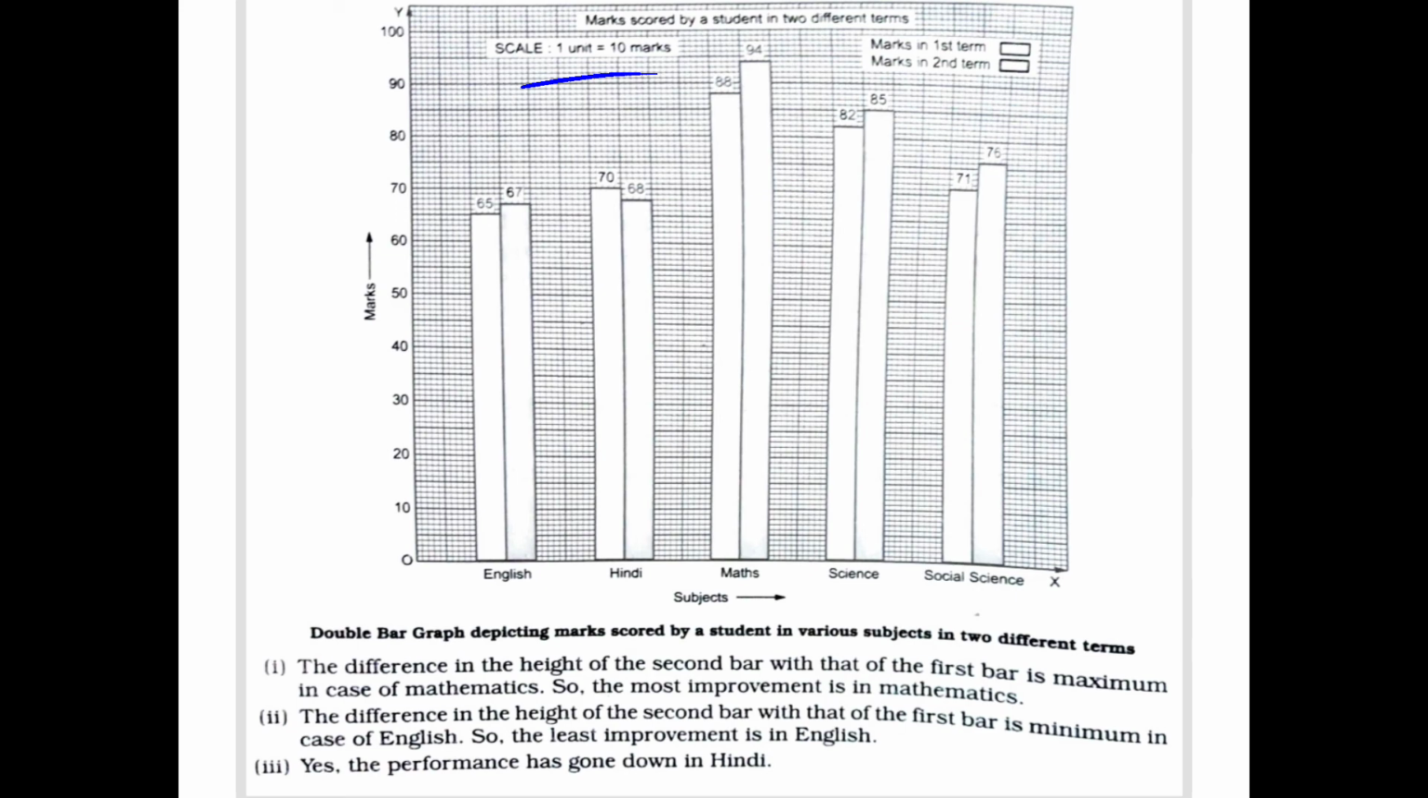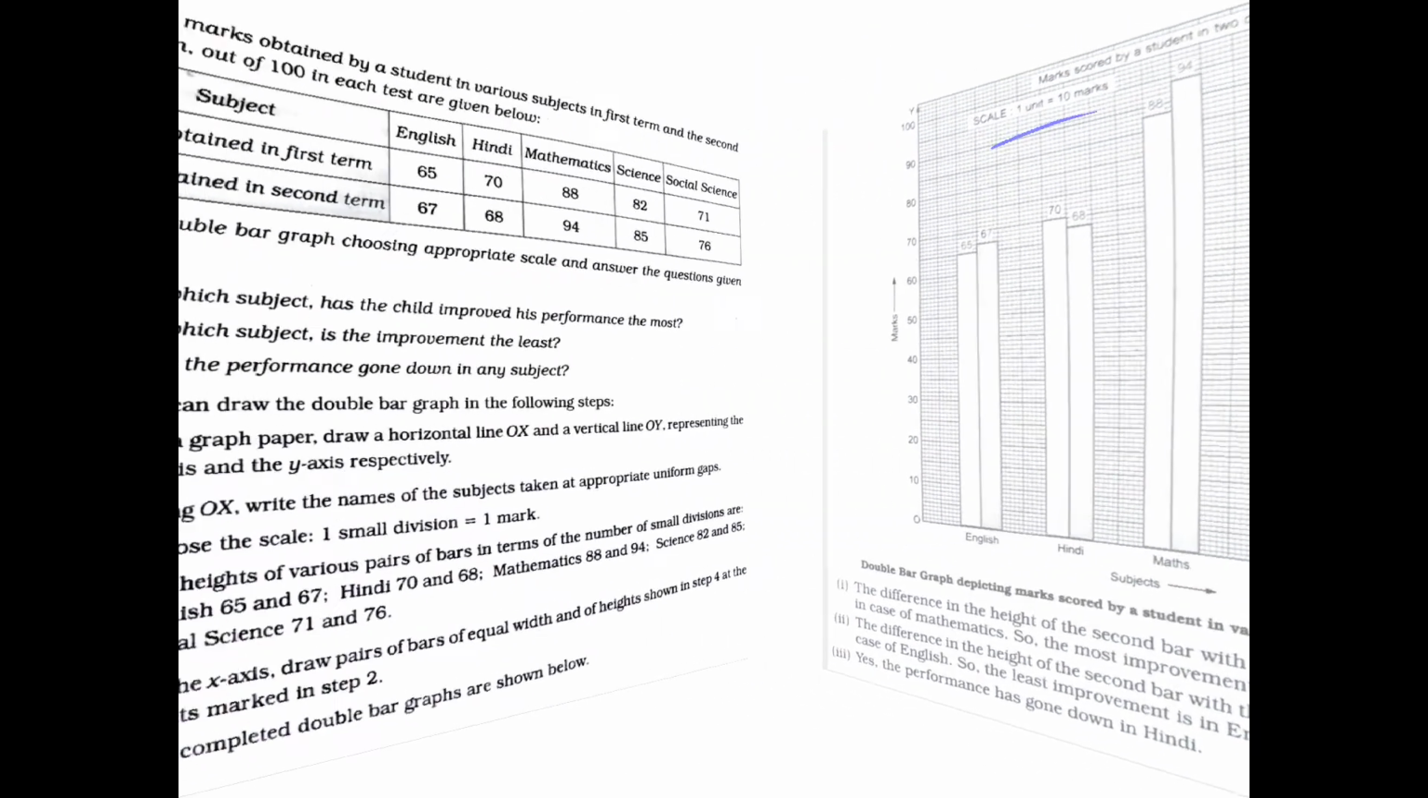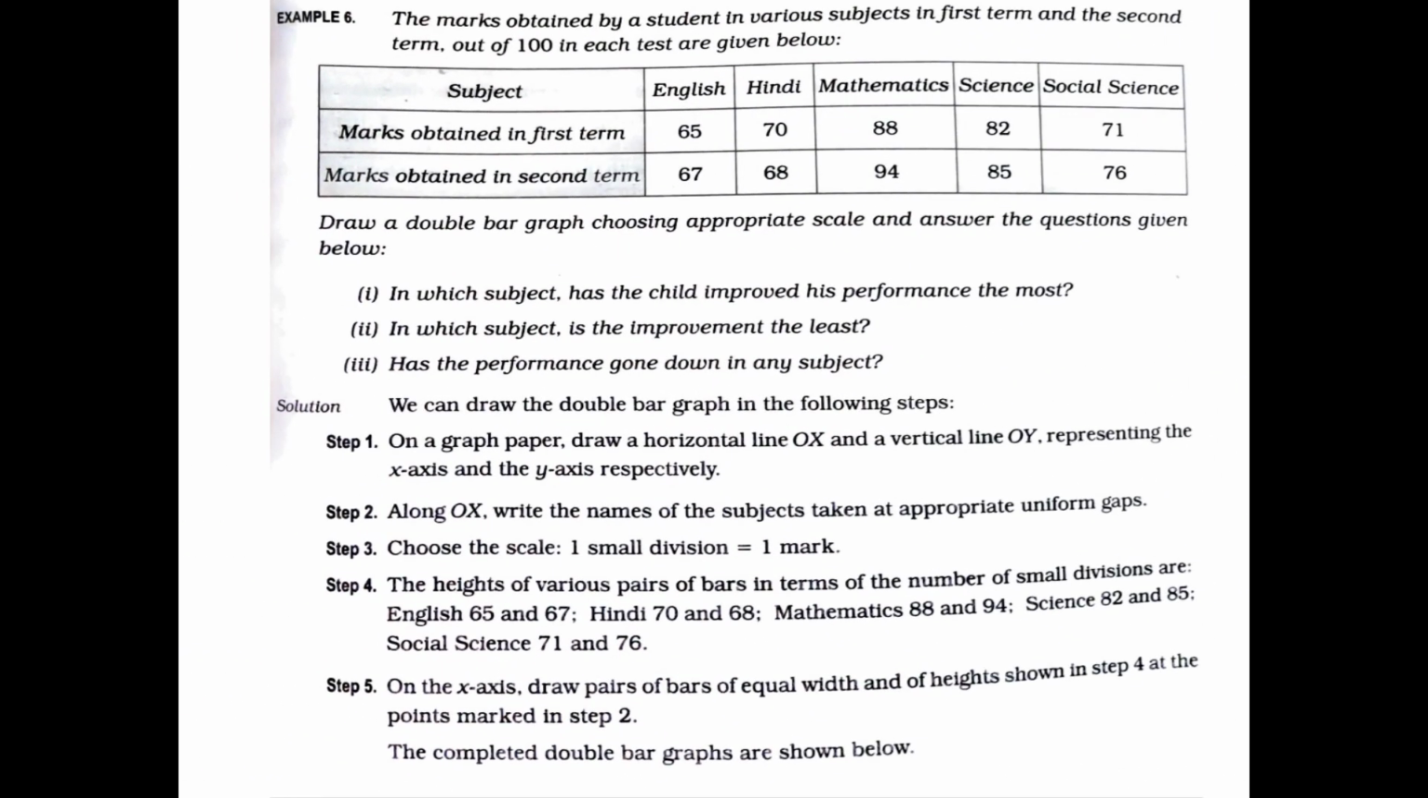After that they ask three questions here. In which subject has the child improved his performance the most? Coming to maths, he improved the most, because he got 88 marks in the first term, but in the second term he got 94. So he improved by 6 marks. So the first answer is: Mathematics is the subject in which he has improved the most.